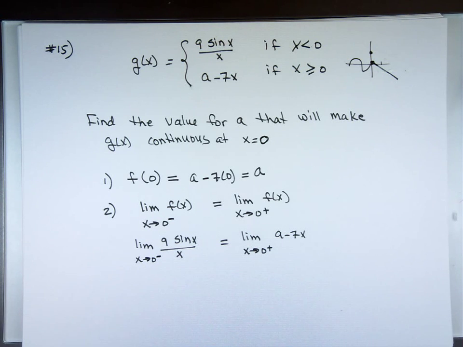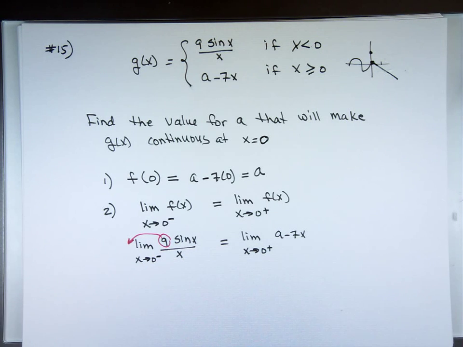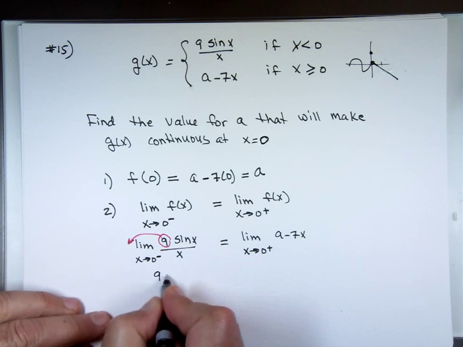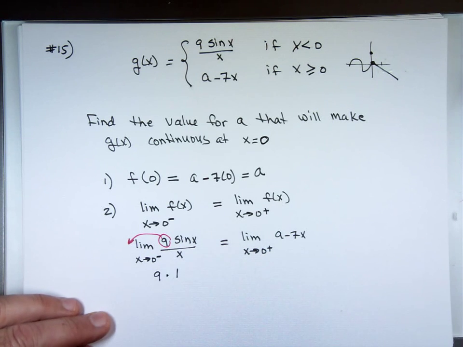Well, we know we can take the 9 out of this. If you take the 9 out, that'll be 9 times the limit of sine x over x as x approaches 0. Isn't that a 1? So from the left side, that's a 9.